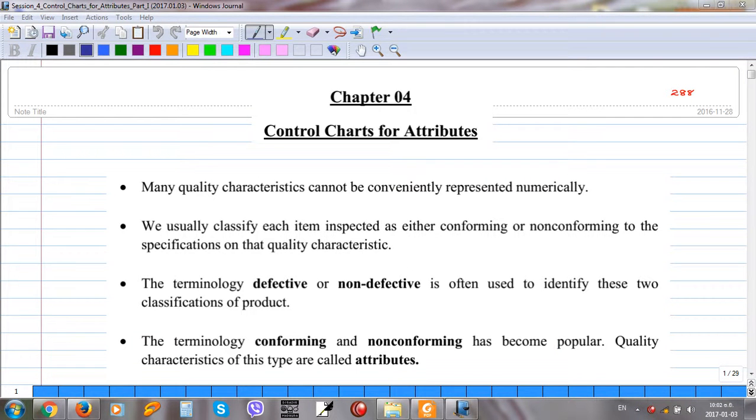STA 3532 Introduction to Statistical Quality Control, Chapter 4: Control Charts for Attributes.